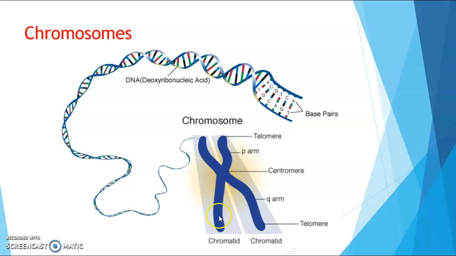Do note that our chromatids attach to one another at the centromere, and at the ends of each chromatid, there are the telomeres. Once again, the telomeres are shortened with each round of cell division, and they serve ultimately to protect the genes contained within the inner regions of each chromatid so that those are not mutated through the replication process.